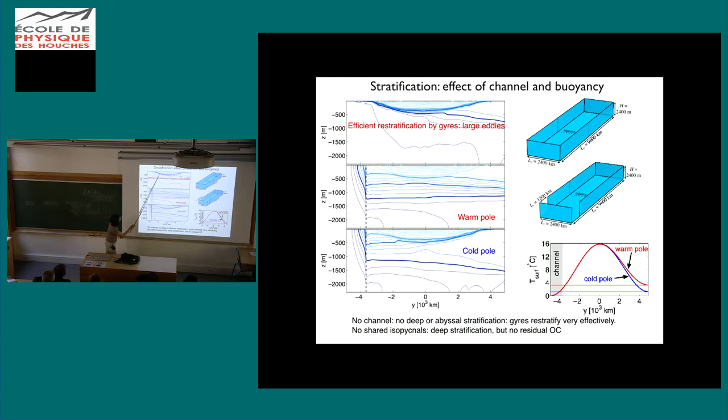So the return of the Ekman transport when you have gyres occurs here at this height instead of down at the bottom. So you have very shallow cells.